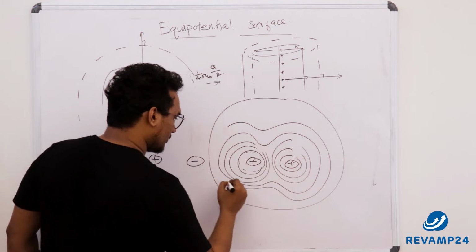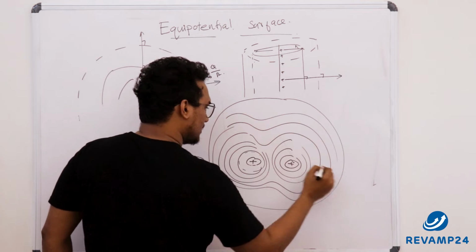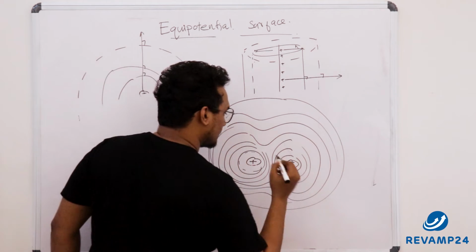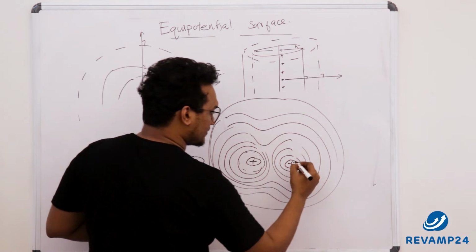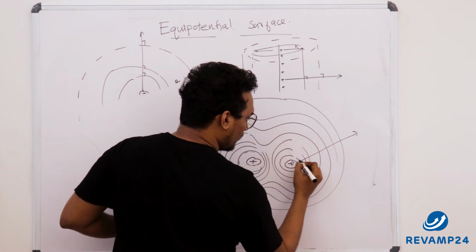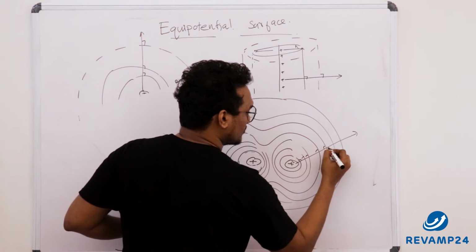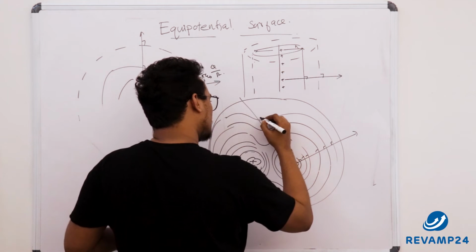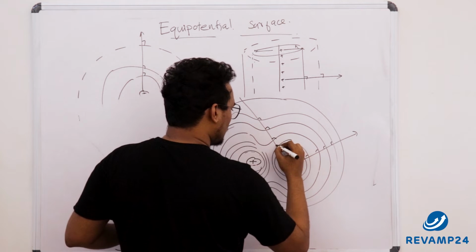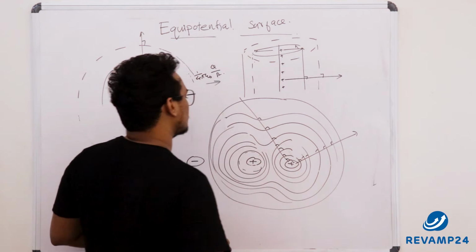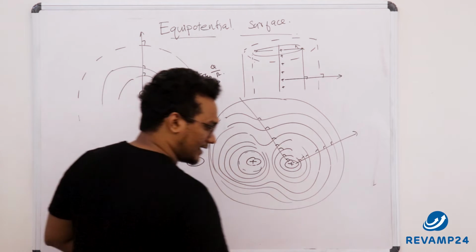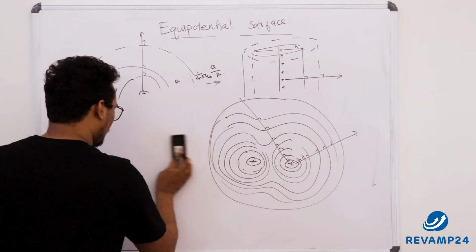Yeah, this is the equipotential surface of two positive charges. Even in the case of two negative charges, it's the same. Here also the same process can be applied. The electric field will always be perpendicular to this. Draw the electric field, and it will always be perpendicular to the equipotential surface. Clear?